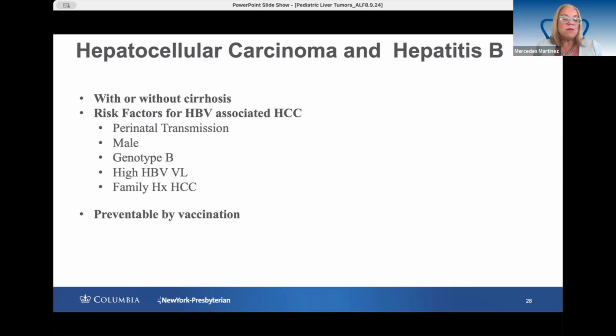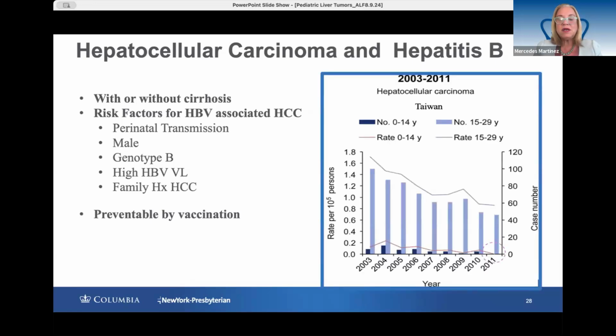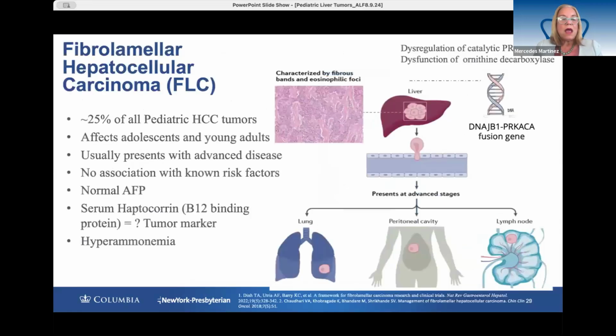But one thing that is very important I want you to know is that it's one of the few cancers that is preventable by vaccination. If we vaccinate the patient, prevent hepatitis B, we are preventing cancer. This has been very well demonstrated by this report from Taiwan. They started the hepatitis B vaccination in 2003, and you can see here the significant drop of liver cancer since the vaccination. And the pediatric patients that are in dark blue never were that many, but HCC due to hepatitis B has been virtually eliminated in Taiwan. Then please vaccinate.